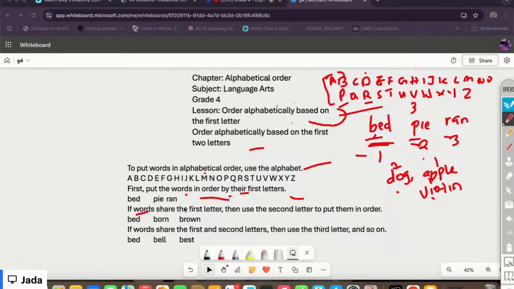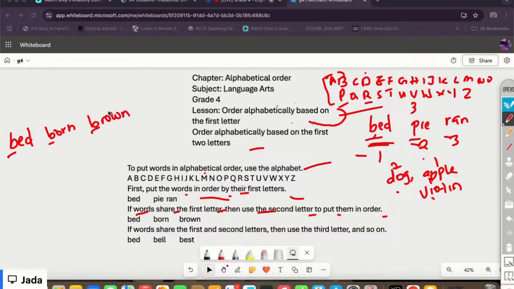So we also have if words share the first letter, then use the second letter to put them together. So if you have words and then they all have the same first letters, we have bed, born, and brown. So they all have the same first letter. It's all B B B.